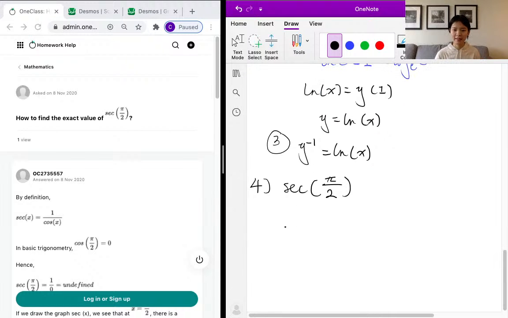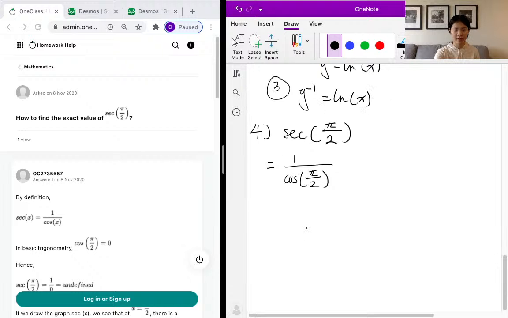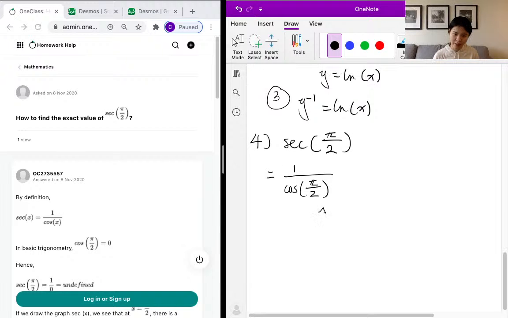So we know that the secant function is equal to 1 over the cosine of an angle. So the secant of an angle is equal to 1 over the cosine of the angle, and secant of pi over 2 is equal to 1 over the cosine of pi over 2. Next up, we use our unit circle to check what the value of cosine of pi over 2 is.